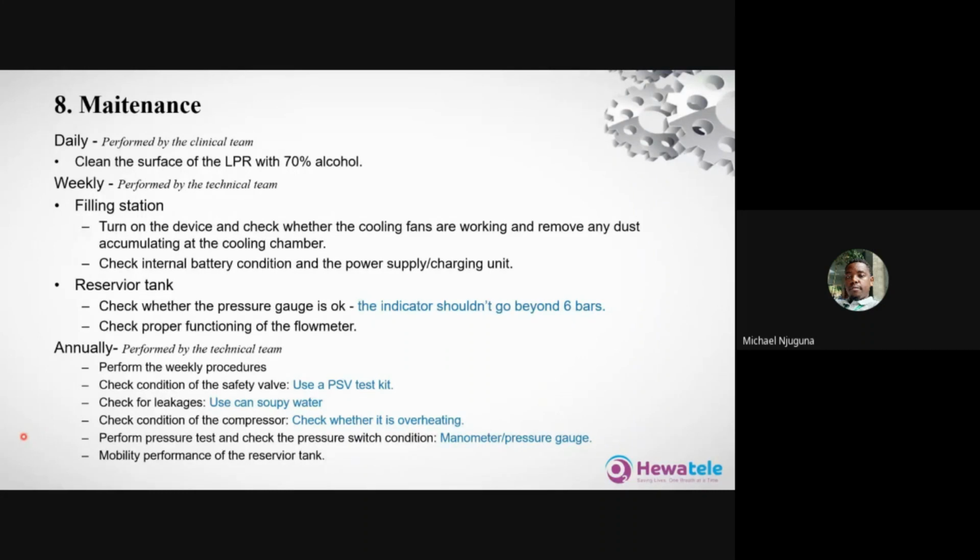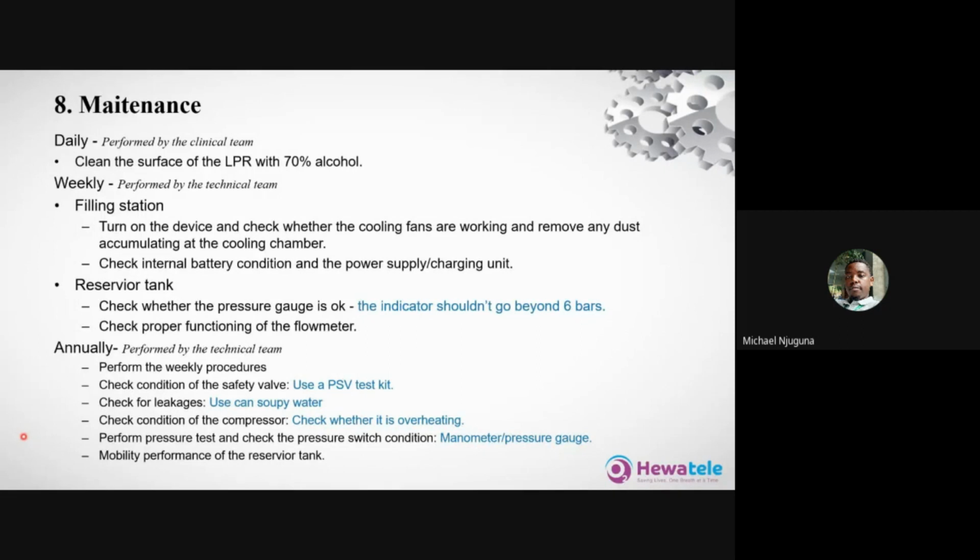Perform pressure test and check the pressure switch condition. You can use a manometer or a pressure gauge, and based on the manufacturer recommendations in terms of specifications, check whether those pressures are being met. Otherwise, if those pressures are not being achieved, of course, that would mean that there is a problem somewhere. Probably the compressor is not delivering the pressures that are needed, or there is a leakage. And of course, you can do the leakage test just to find out where you are losing pressures from.